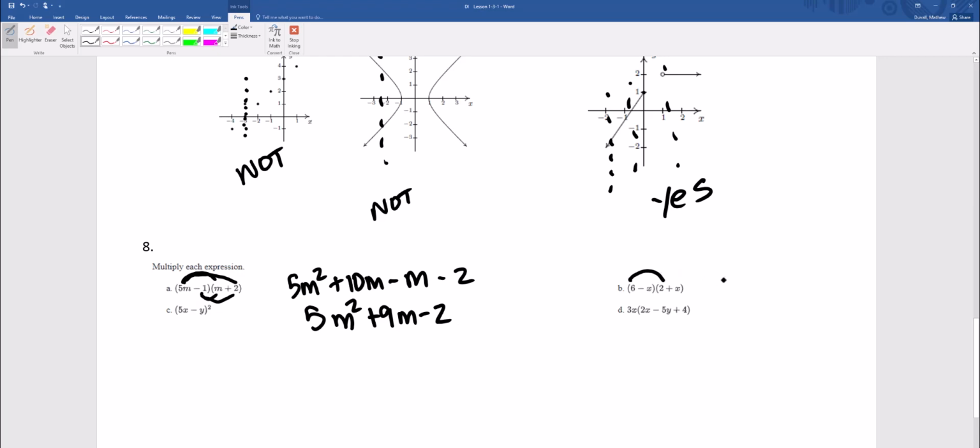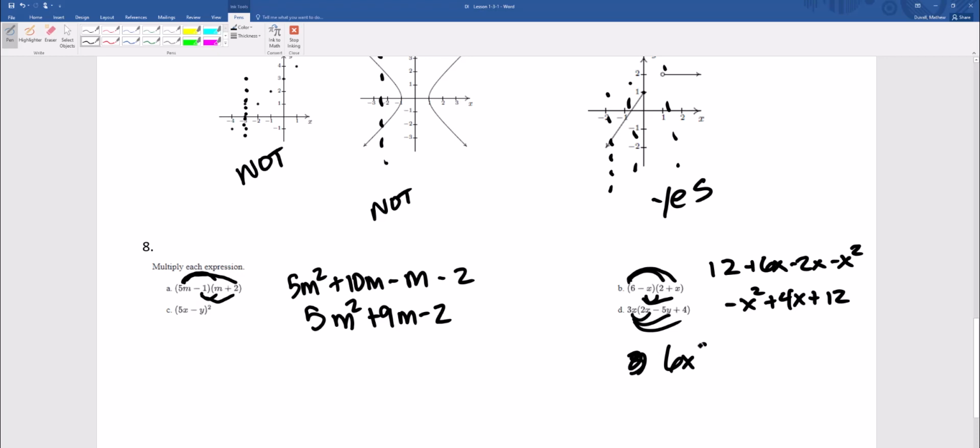For here, you can distribute again. 12 plus 6x minus 2x minus x squared. And I can distribute that 3x, so you're going to get 6x squared. 3x and -5y is minus 15xy, and then 3x and 4 is going to give me plus 12x.